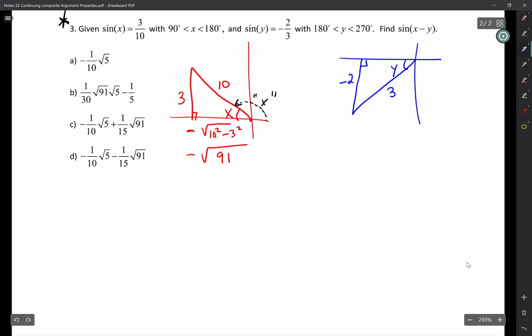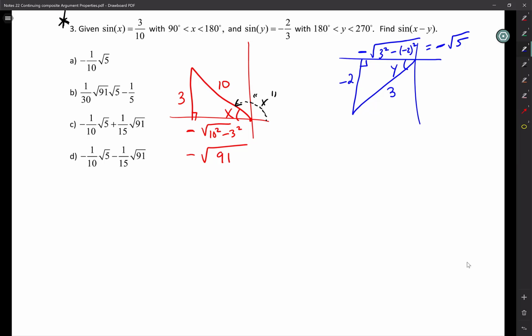All right, the one in blue. This leg, it must be negative because we're in quadrant 3. And it's 3 squared minus a -2 squared. If you want to get rid of the negative inside the square root because you get confused, that's fine. 3 squared is 9, 2 squared is 4, 9 minus 4 is 5, negative on the outside, square root of 5.